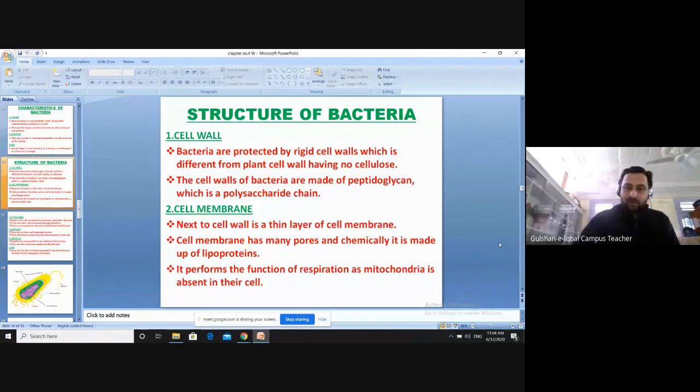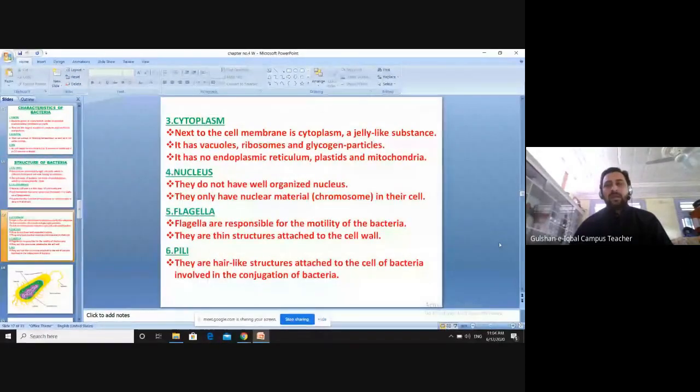Okay, let's move on. Cytoplasm. Inside the cell membrane, all the part is known as cytoplasm. It is a jelly-like substance, and it contains vacuoles, ribosomes, and glycogen particles. Okay, vacuoles are basically the particles in which they can store their food and they can remove their food out. The ribosomes can make protein for them, and glycogen particles are basically particles of carbohydrates present in them which they can use for their food. So these are the different particles present inside the bacterial cell.